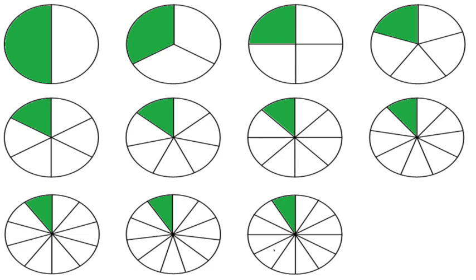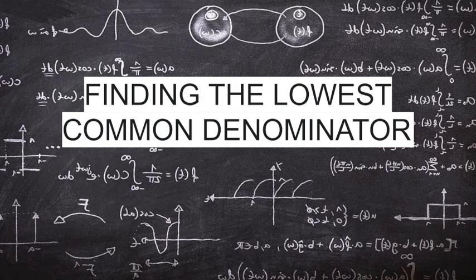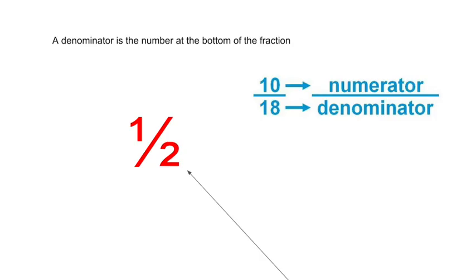I will be teaching you how to do different fraction problems, from finding the common denominator to subtracting to multiplying. So let's start off with finding the lowest common denominator. A denominator is the number at the bottom of the fraction.